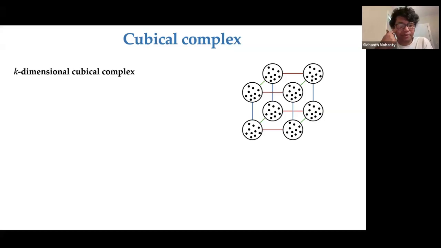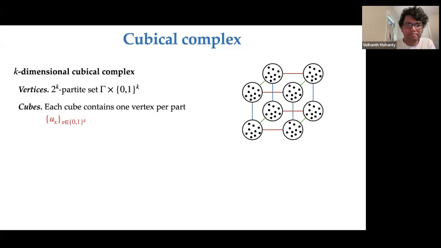All right, so let me define a k-dimensional cubical complex. You should think of having a vertex set, which is 2 to the k partite. And in particular, you should think of this 2 to the k partite vertex set as being 2 to the k copies of the same vertex set gamma. And you should think of these sets as being indexed by k-bit strings of the k-dimensional hypercube. Okay, so these are the vertices of the complex.